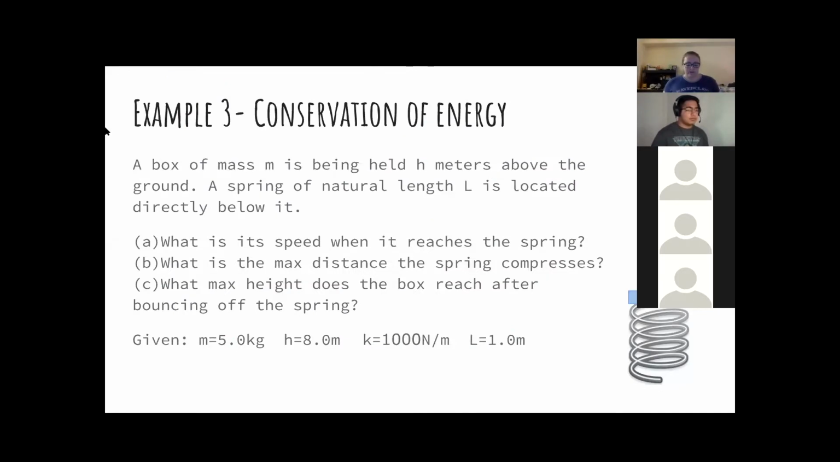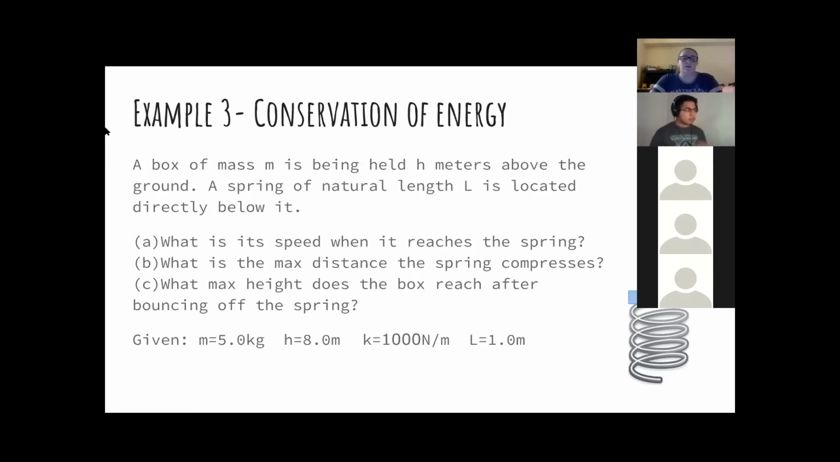So our third example here is going to deal with springs. So we have a box of mass M, which is held at a height above the spring of 8 meters. The natural length of the spring, so the length of the spring when it is not compressed, is 1 meter, and the spring constant is 1,000 Newtons per meter. The mass of the box is 5 kilograms. So the box is released from rest at a height of 8 meters. It is dropped onto the spring where it compresses the spring a certain distance and then bounces back up.